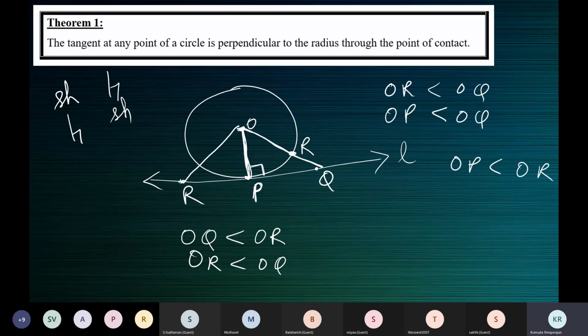So that means OP is the shortest. OP is shorter than any other line segment. OR, OQ. You take any point on the tangent. OP is shorter than OQ, OS, OR. So that means OP is the shortest distance between O and the tangent. OP is the shortest distance, and we know that the shortest distance is the perpendicular distance. Therefore, OP is perpendicular to the tangent L, or the radius is perpendicular to the tangent through the point of contact.